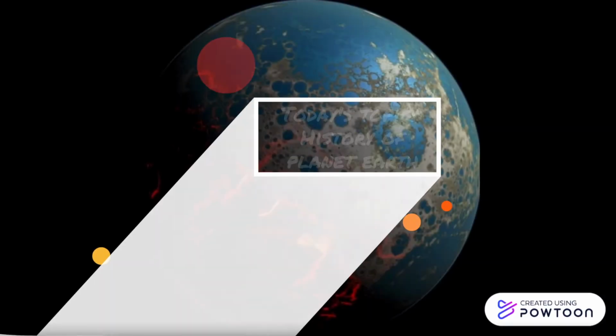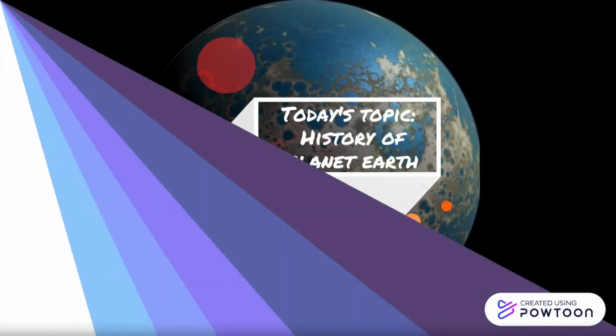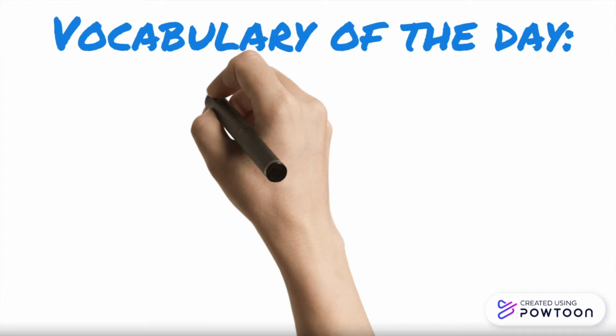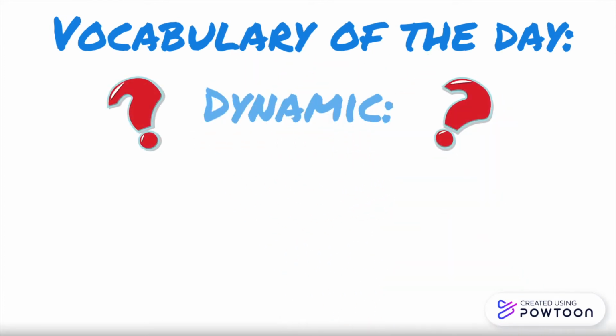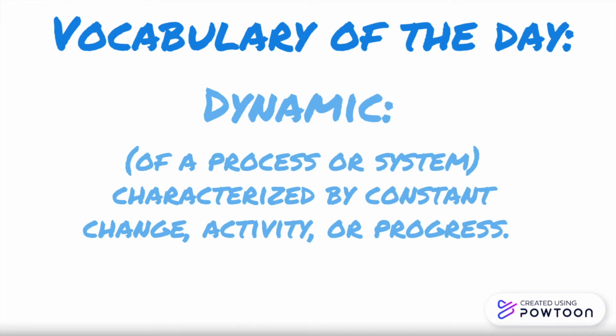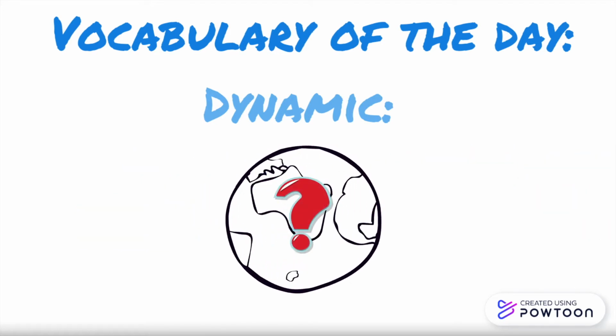Today we'll be learning about the history of planet Earth, so let's get started. First, I want to take a look at the word dynamic. Do y'all know what this means? The definition of dynamic is of a process or system characterized by constant change, activity, or progress. So basically, dynamic means constantly changing. So what has that got to do with the history of the Earth?